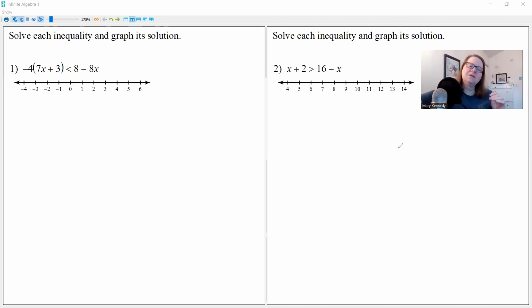All right, guys, let's take a look at solving inequalities where there are variables on both sides. I had a good question about that this week, and I thought I would share that with everybody. So let's take a look.